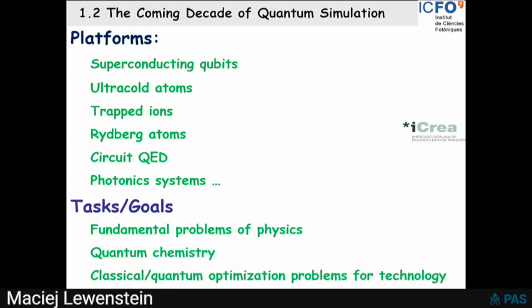The tasks and goals nowadays in this kind of physics are to, first of all, simulate fundamental problems of physics, from the Fermi-Hubbard model and superconductivity to many others. Then, of course, one would like to do quantum chemistry. We are very far from real competition with theoretical quantum chemistry done on classical computers. And then there are classical and quantum optimization problems for technology.